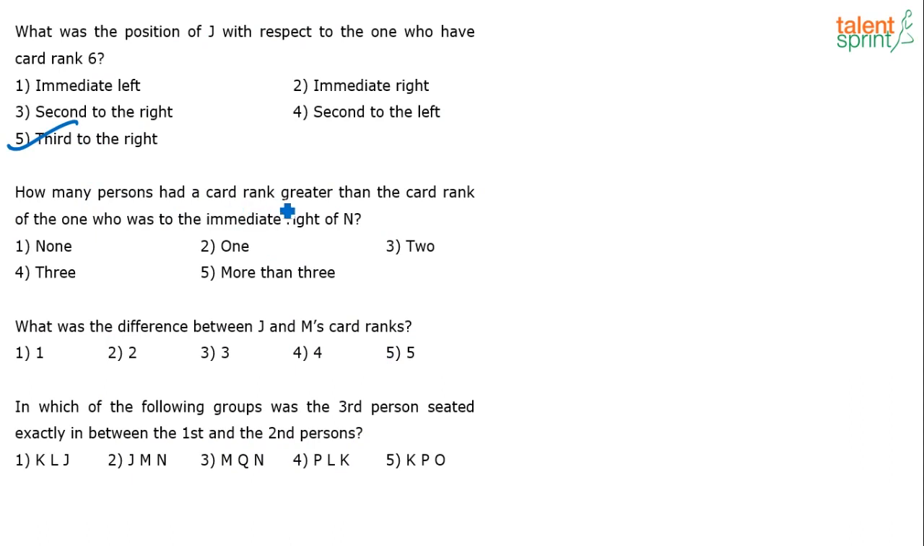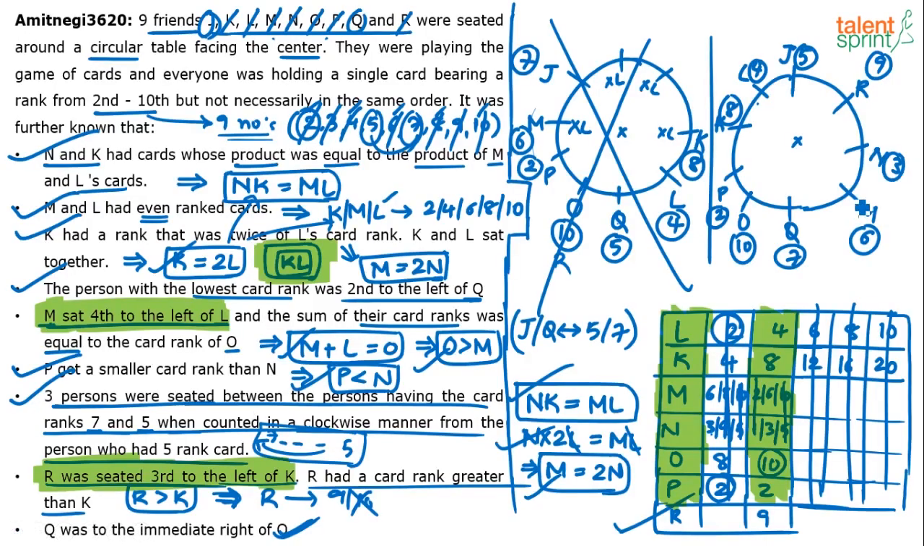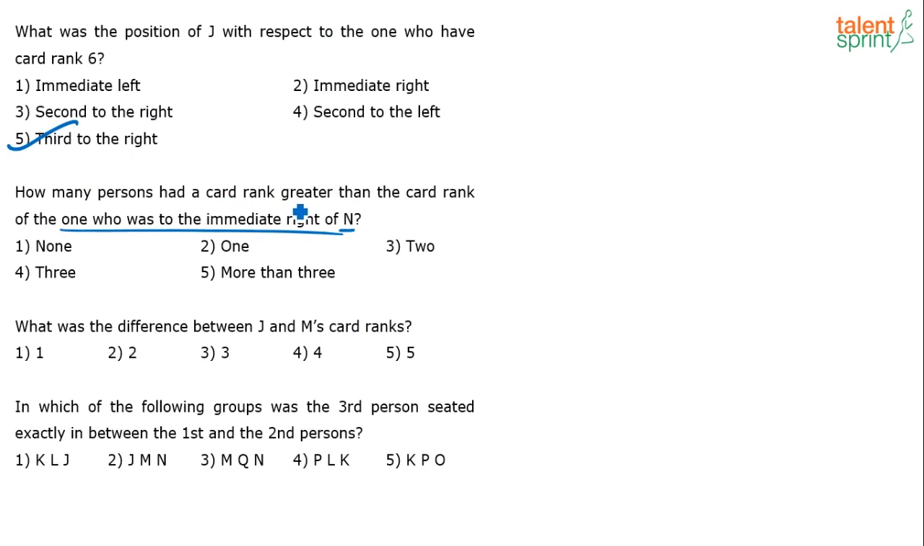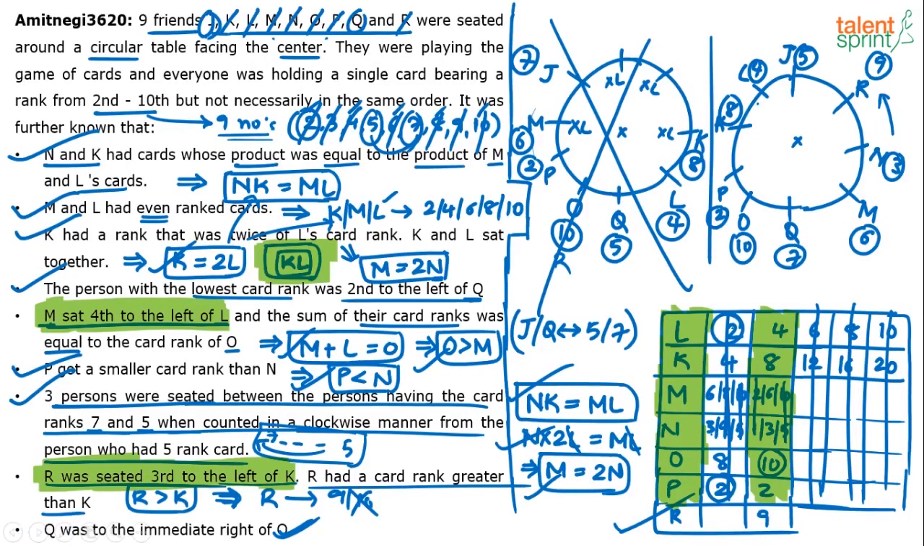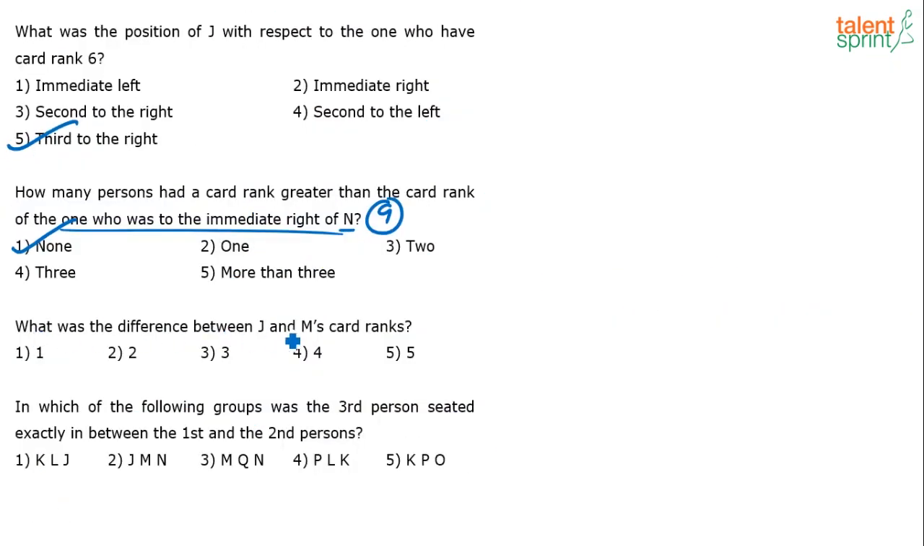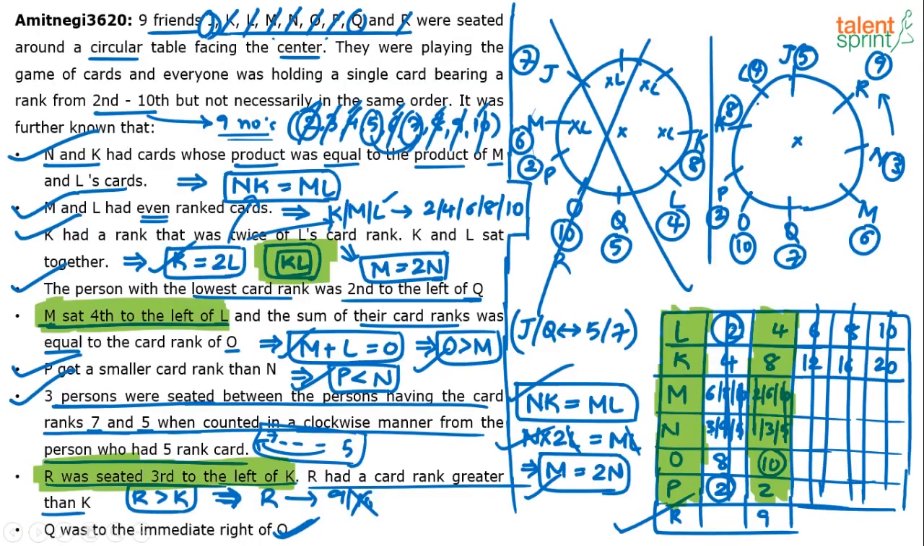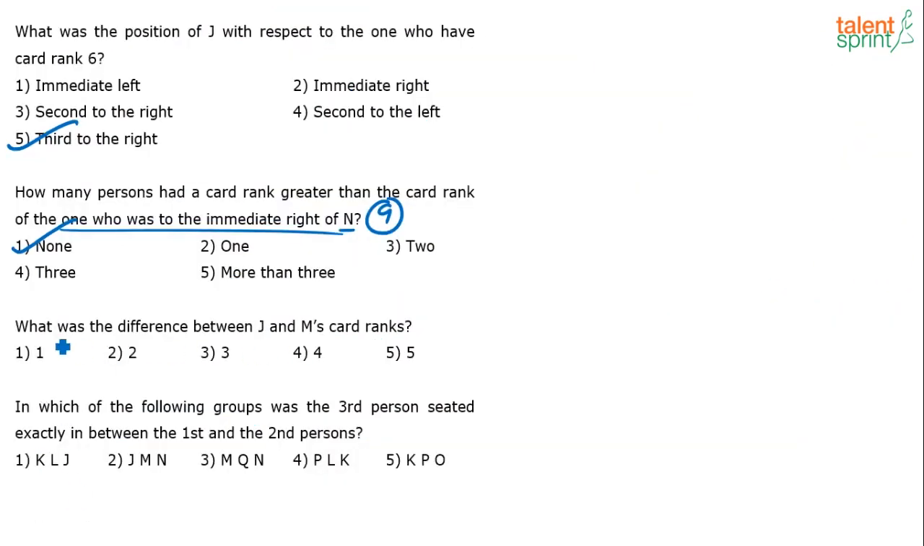How many persons had a card rank greater than the card rank of the one who was the immediate right of N? First of all, who was on the immediate right of N? Immediate right of N is R, who has got the 9th card. Now, how many persons had a card rank greater than the 9th card? None. Nobody has a card greater than the 9th card. Next, what was the difference between J's and M's card rank? J has got 5, M has got 6. Between J and M, the difference is 1.